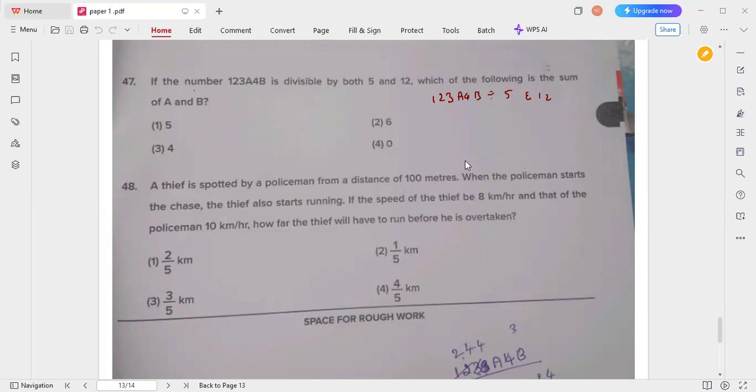So here, the number 1, 2, 3, A, 4, B is divisible by 5. So the unit digit must be 0 or 5. If it is divisible by 5, it means B should be 0 or B is equal to 5. Okay, so now it is also divisible by 12. Divisible by 12 means divisible by both 3 and 4, which is divisible by 4 as well as divisible by 3, right?